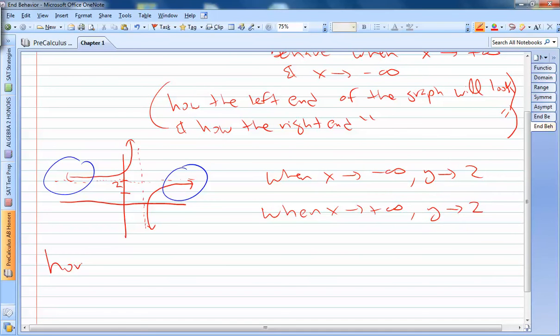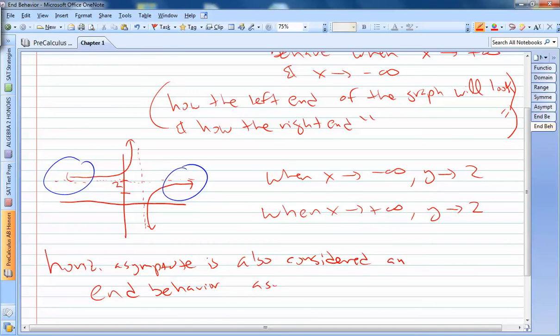Because if you think about it, a horizontal asymptote is also considered an end behavior asymptote. So when someone says it's a horizontal asymptote or end behavior asymptote, I know they're saying the same thing.